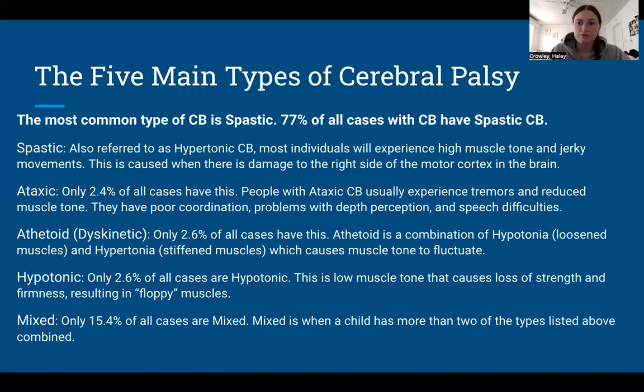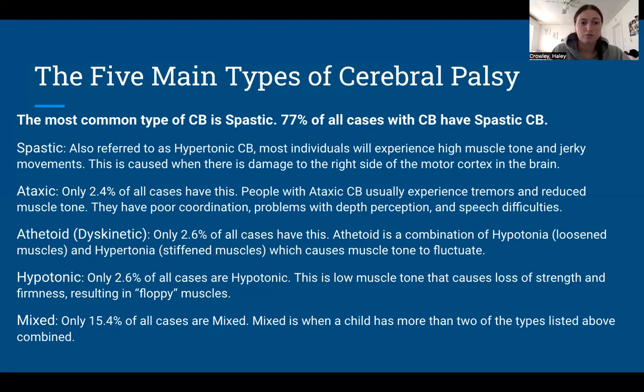The 5 main types of cerebral palsy. The most common type of cerebral palsy is spastic. 77% of all cases with cerebral palsy have spastic cerebral palsy. Spastic is also referred to as hypertonic CP. Most individuals will experience high muscle tone and jerky movements. This is caused when there is damage to the right side of the motor cortex in the brain.